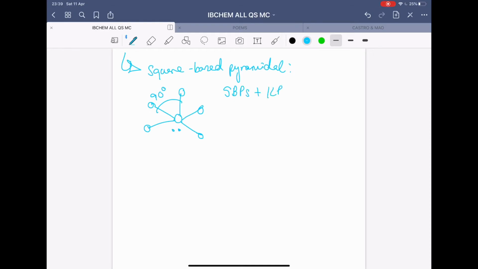So you've got 5 bonding pairs plus 1 lone pair. That makes 6 electron domains. So the geometry is octahedral. However, the shape will be square-based pyramidal. The bond angles are less than 90 degrees. Put a little less than sign next to it because we have that 1 lone pair, those 2 electrons.